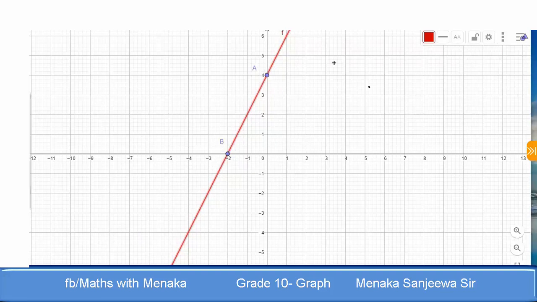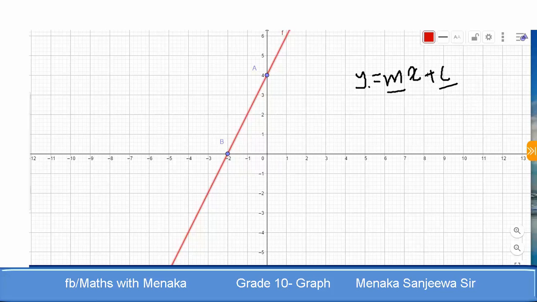What is the general equation of the line? If it is a slant line, y equals mx plus c. Okay, if it's a parallel line, we can just write the equation. If it's a slant line, we have to write the general equation first, y equals mx plus c. So you have to find m and c. If you know the m and c, you can find the equation easily.